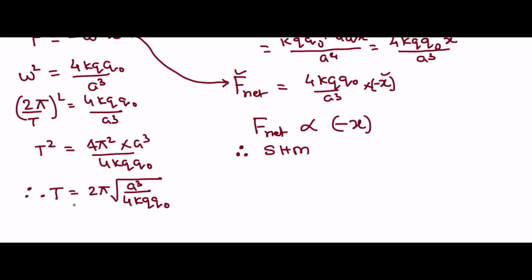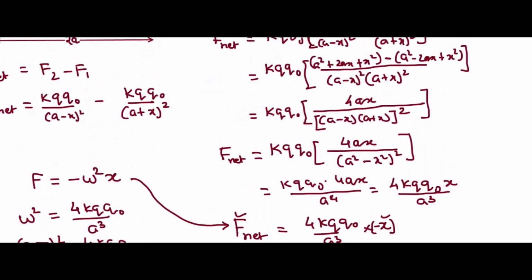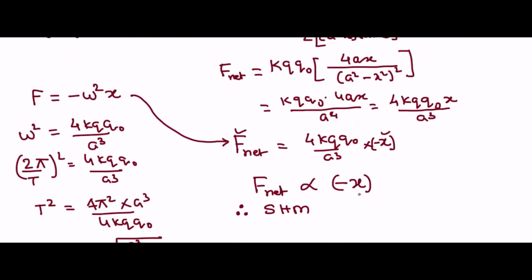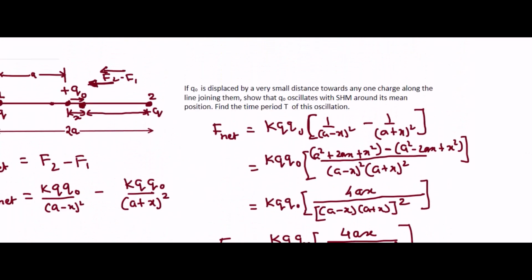So notice that we can find out the time period very easily, because all these are constants. So even before we displace the charge, we know the value of a, we know the value of the two charges, we know the value of k. So we can find out the time period of this particle even before we have actually moved this to the right, because I know q0, I know k, and everything that is there in this equation is known to us.